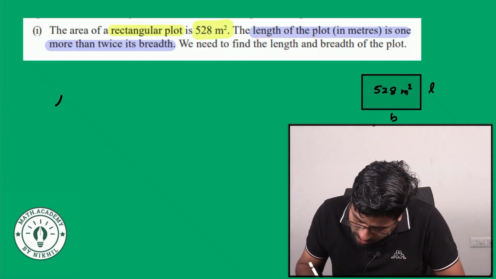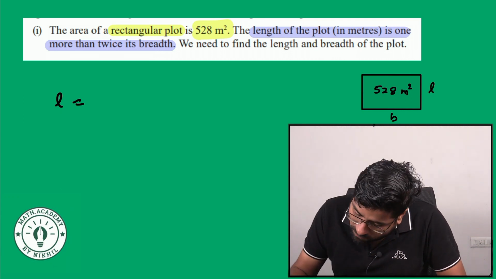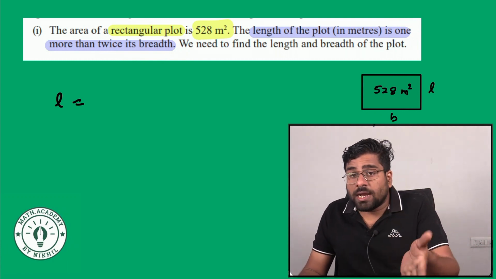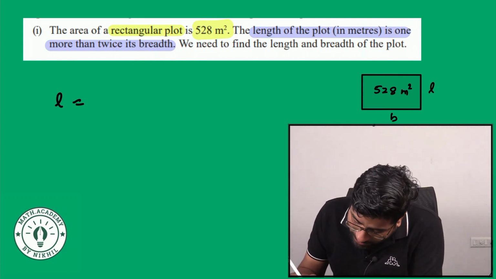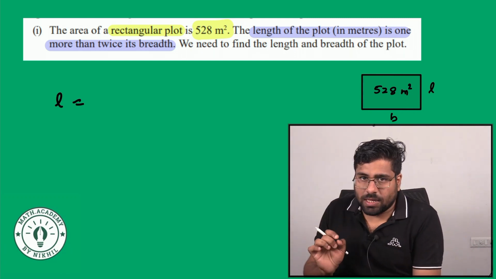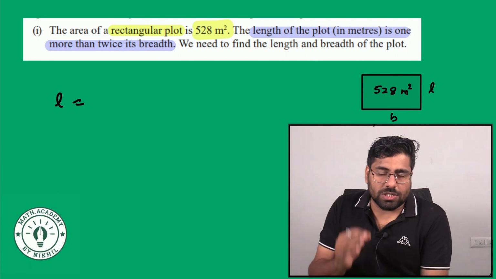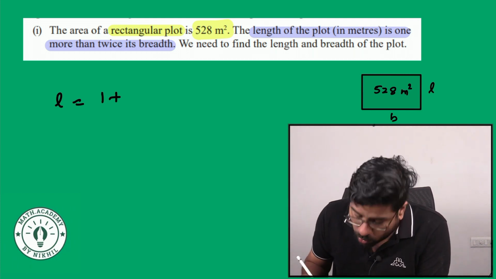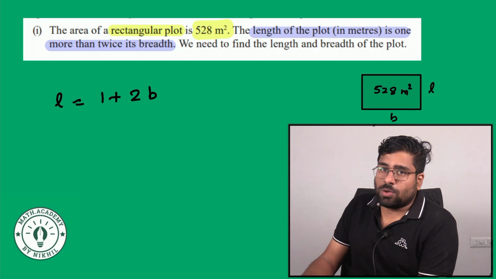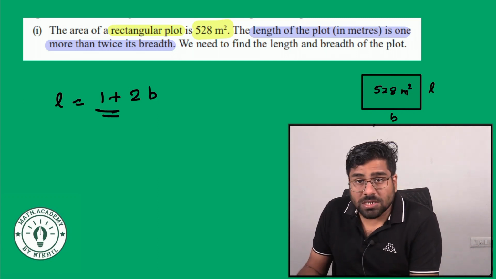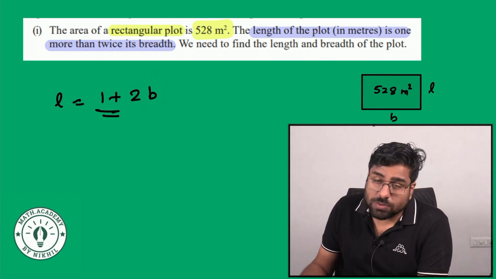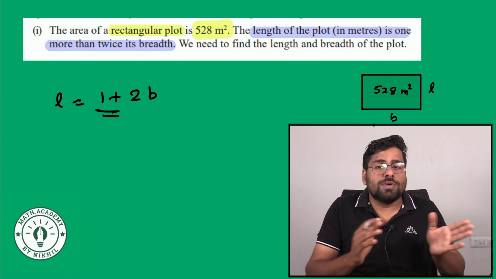So the length of the plot is equal to one more than twice its breadth. One more means addition is happening, and twice means multiplication. One more than twice its breadth. Length is equal to one more than twice its breadth. Now you have an equation for length, and you know that the expression for breadth is b, then what is going to be your area? Area is going to be length into breadth, right?